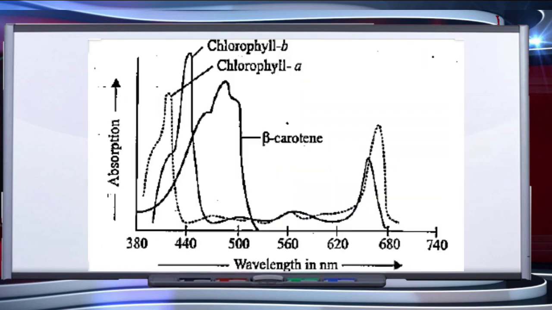This graph shows the absorption spectrum of chlorophyll A, B, and the carotenoids. They absorb light at different wavelengths and pass it on to the reaction center, chlorophyll A. They also protect the chlorophyll from photooxidation.